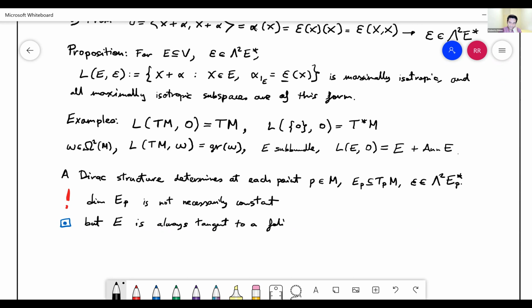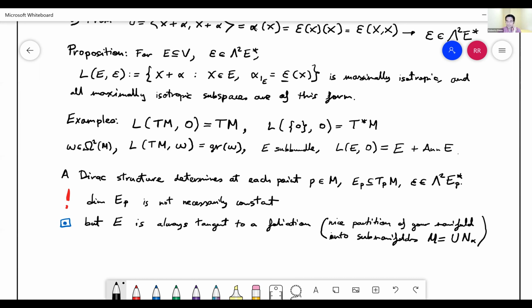What is a foliation? A foliation is a nice partition of your manifold into submanifolds. I'm skipping the technicalities with words like "nice." So your manifold N is now the union of some N_α. The thing is, this partition, because the dimension of E_p is not necessarily constant, is always tangent to a foliation. Actually, I should say it's always the tangent space to one of these leaves.